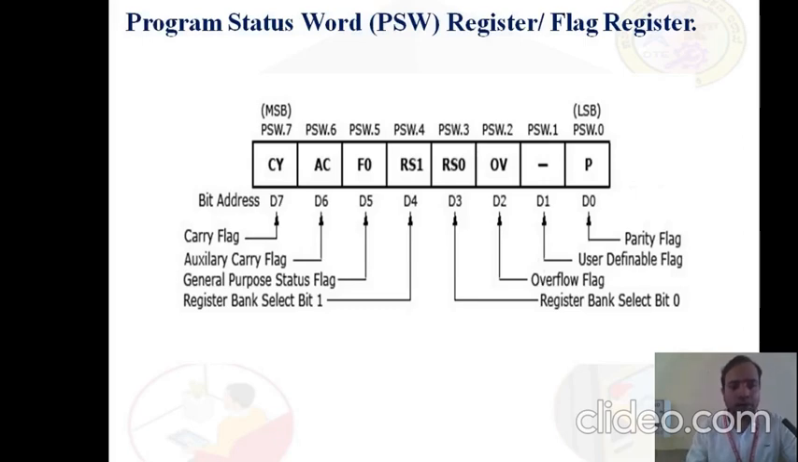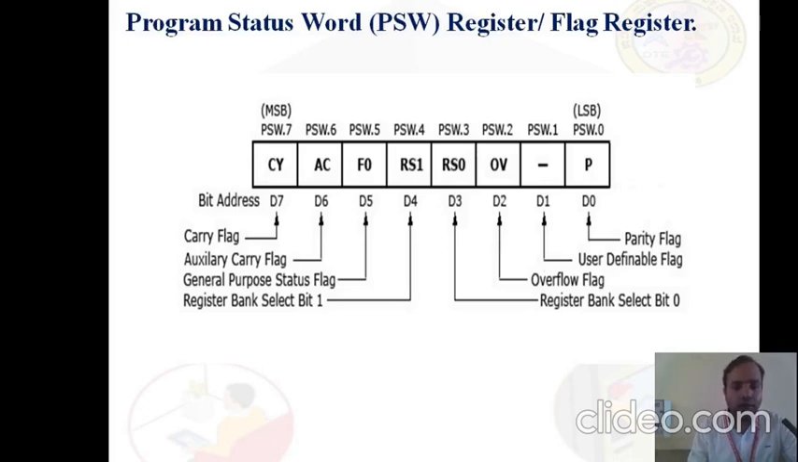You can see there are 8 bits, PSW.0 to PSW.7. This register is both bit addressable as well as byte addressable. We have the PSW.0 bit, which is P, that is the parity bit. PSW.1 is kept for future use. Then we have PSW.2, which is the overflow flag.